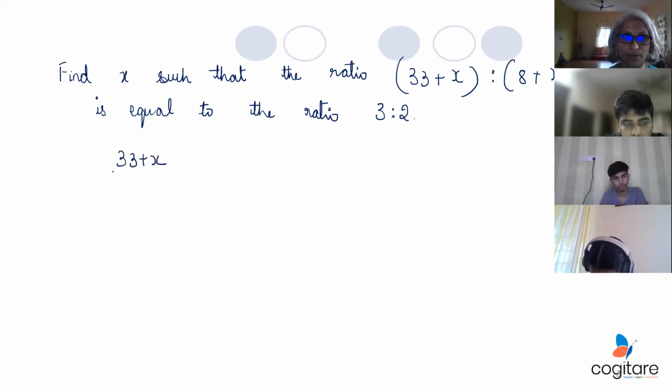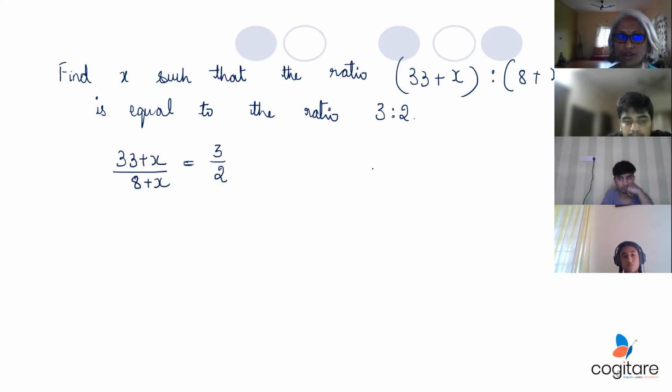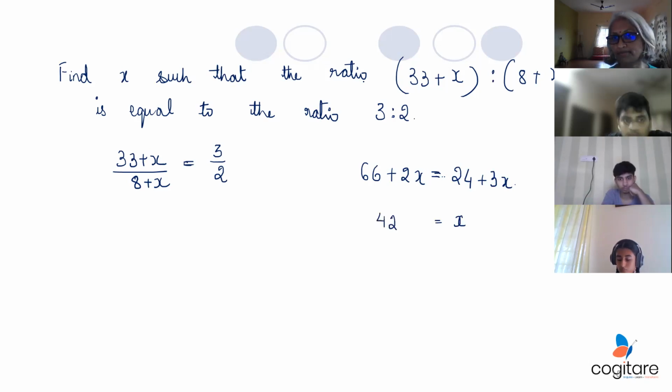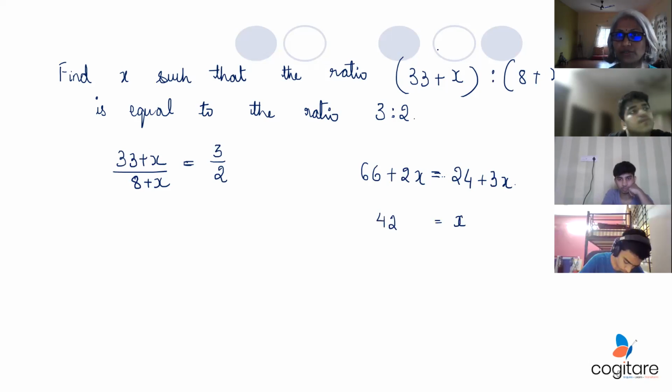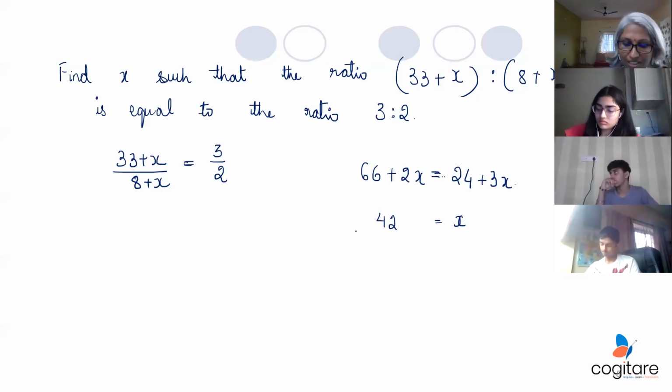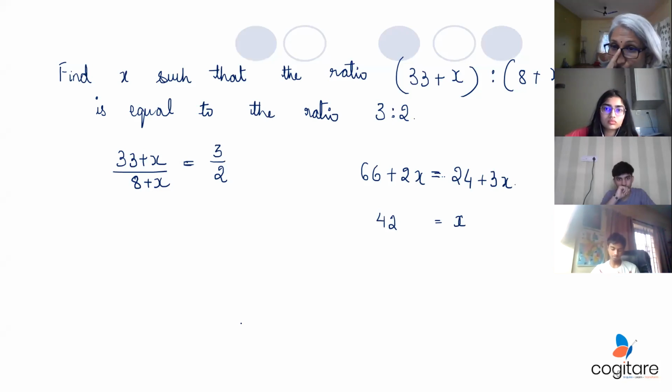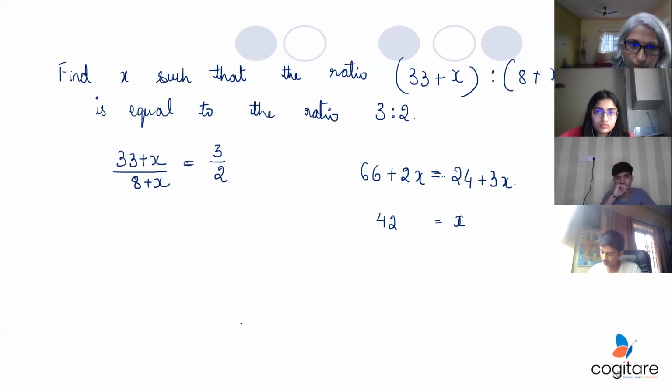30 plus X upon 8 plus X is actually equal to 3/2. So 66 plus 2X, 24 plus 3X. Right, guys? Very simple. That's why he got X as 42. Everybody got it? So these are the types of sums where you will have to find unknowns just based on the basic property of proportion. We'll finish 3 or 4 of that sort and then get into theorems. Next question.